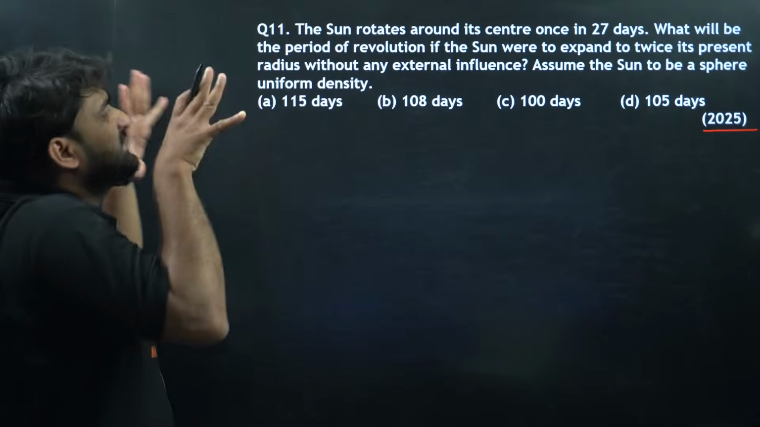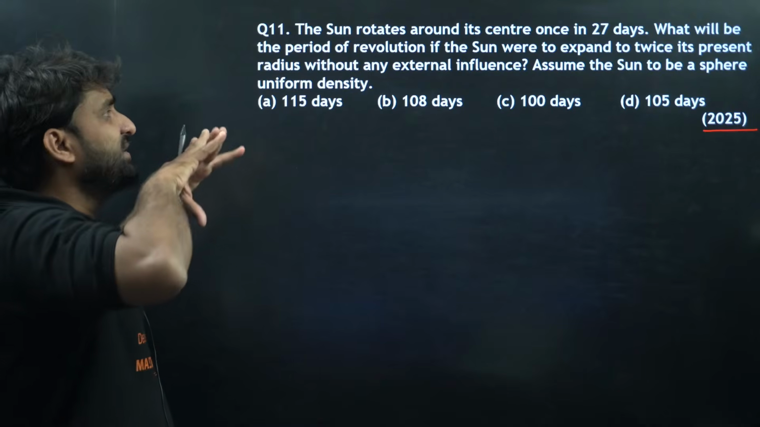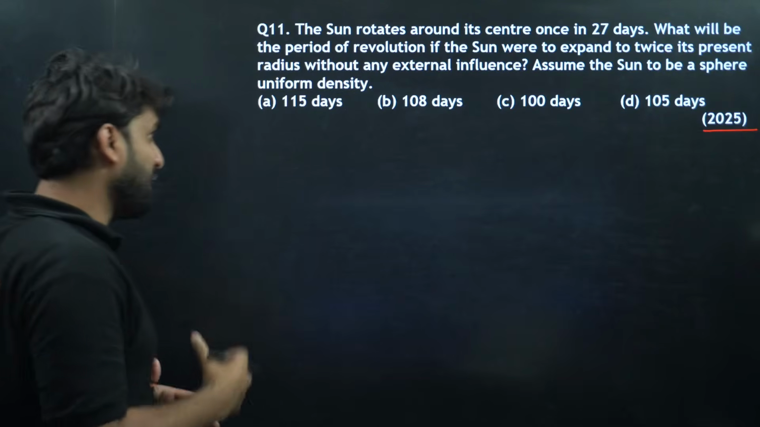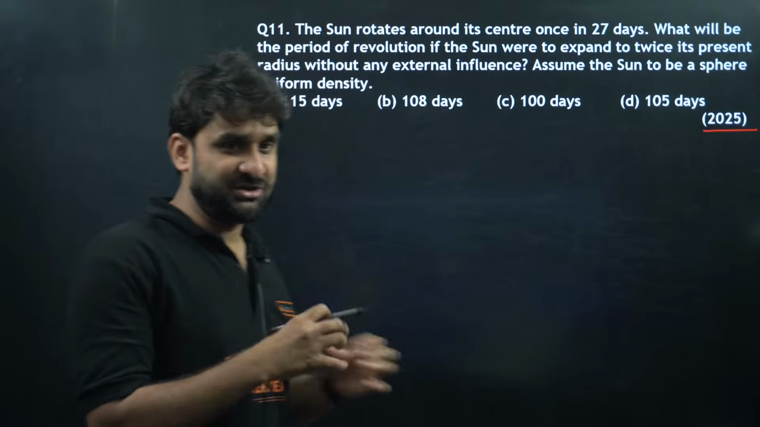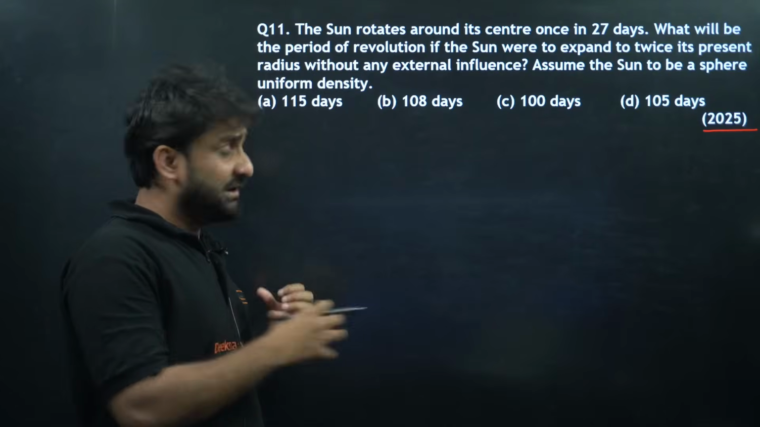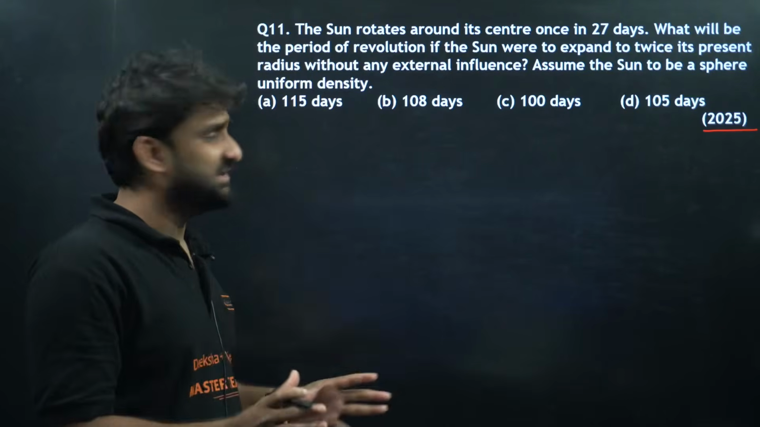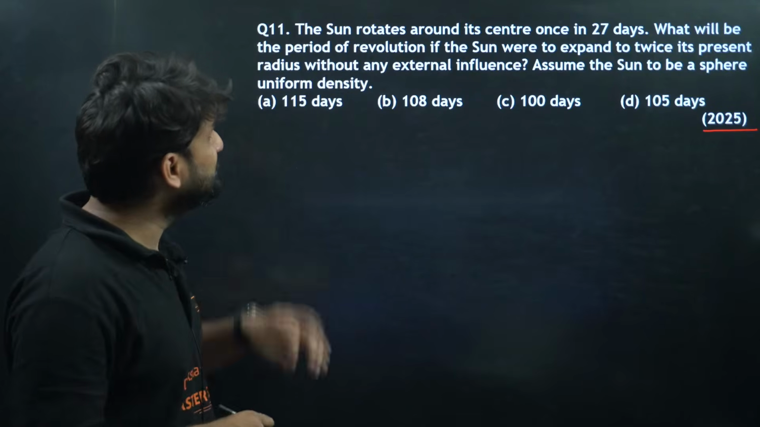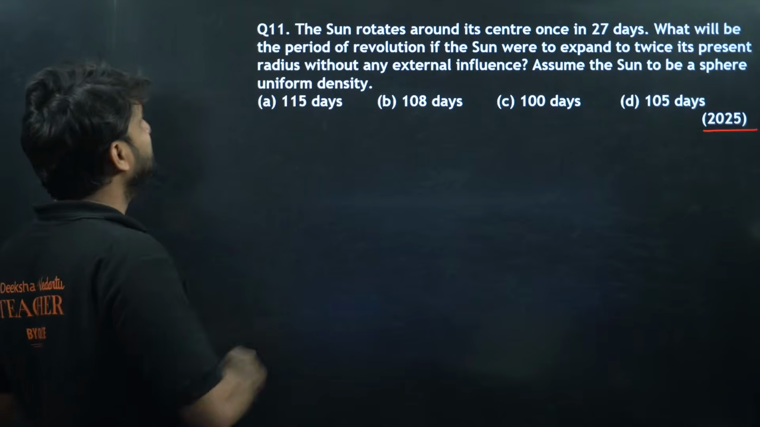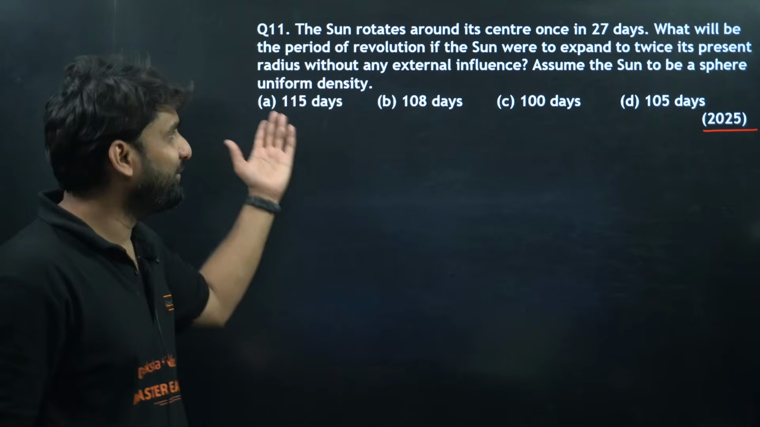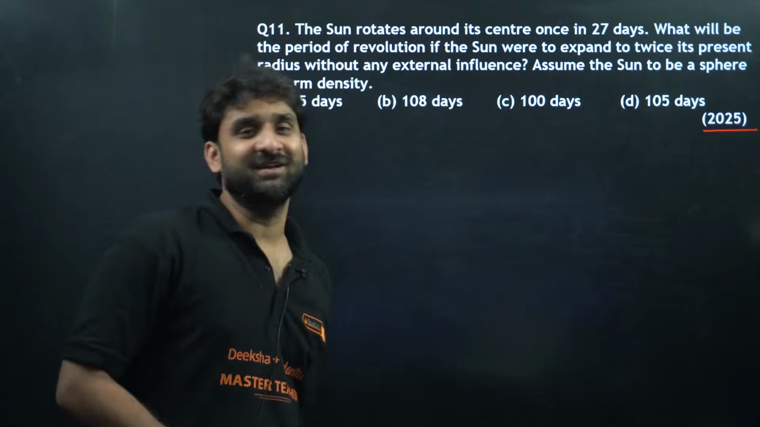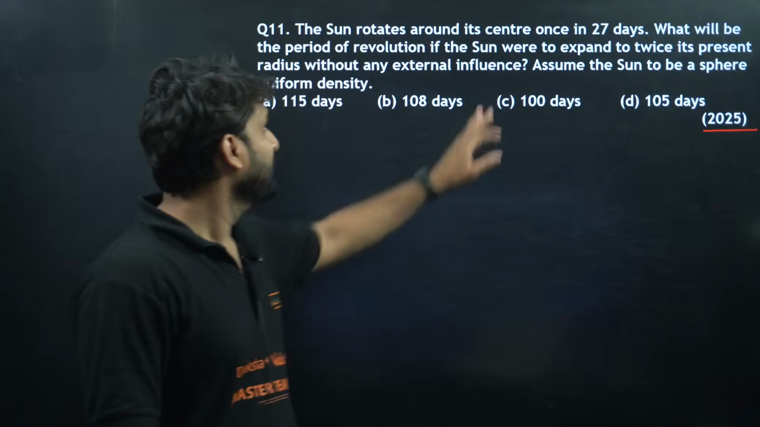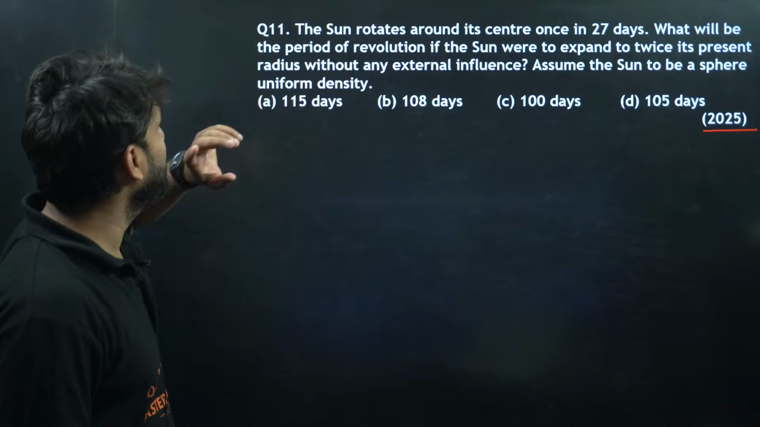So just imagine the size of the sun has expanded to twice its present radius without any external influence, without changing the internal influence, only radius, only size is increased. It means the mass distribution is still the same. Assume the sun to be a sphere of uniform density. I have already told you without reading the next line, the uniform density means the mass distribution is similar at every point. Okay, so we have to find out the time.